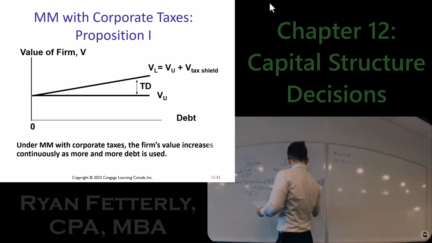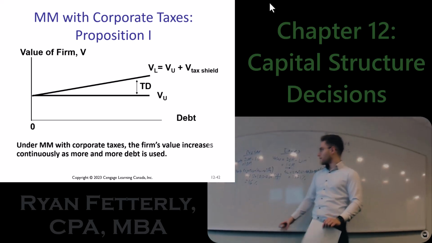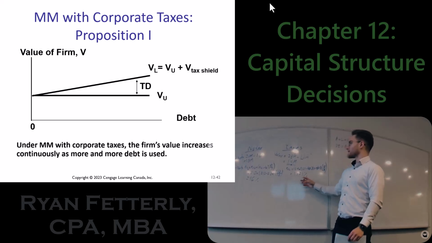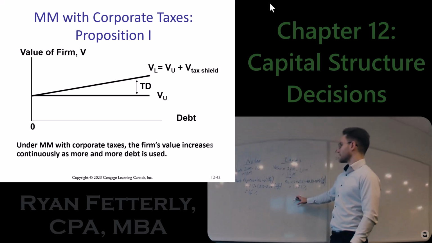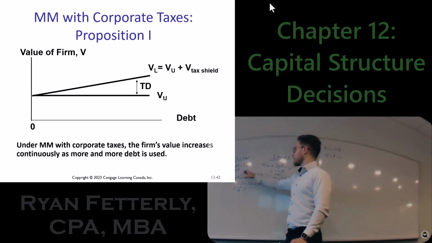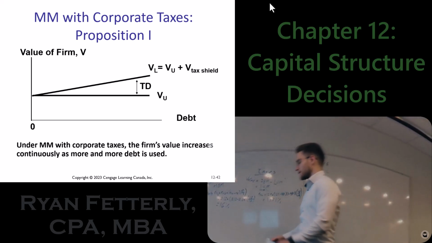So by factoring in tax, my cost of equity actually drops from 16 to 13.71, okay? And by factoring in tax, the value of my equity goes up from $10 million to $14 million, right, for the same amount of debt, okay?